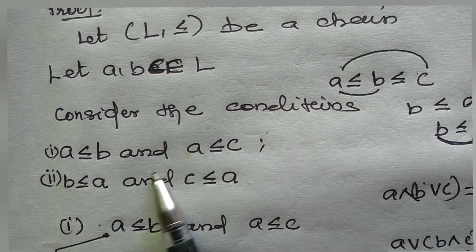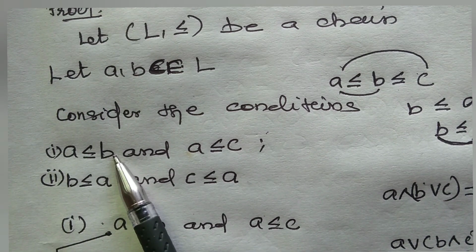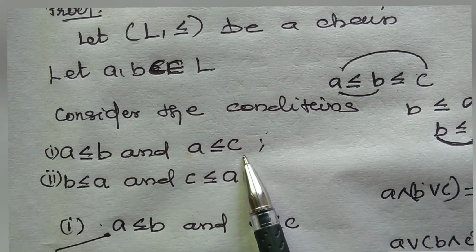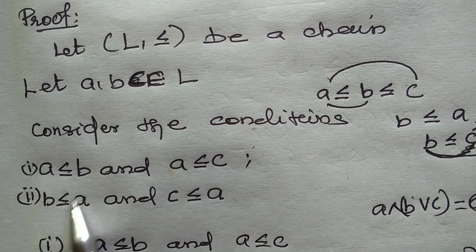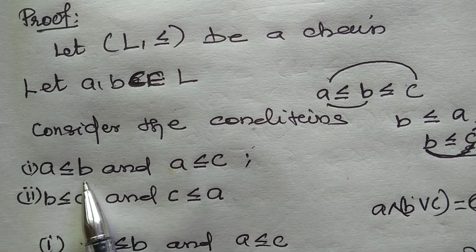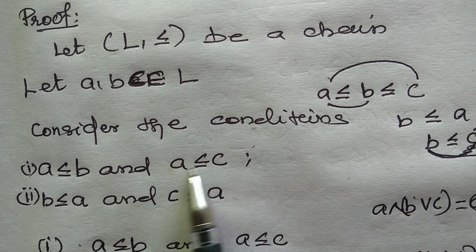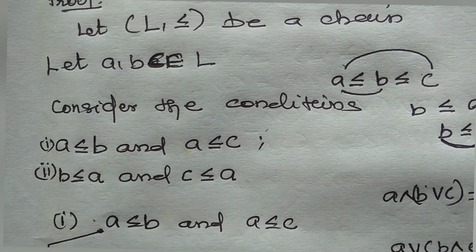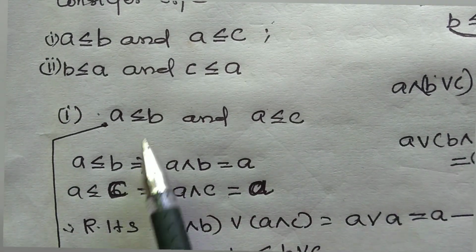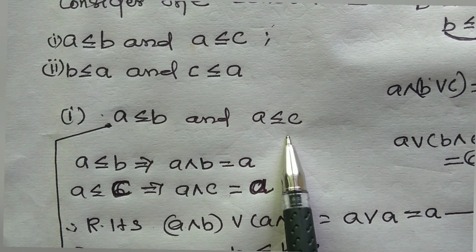So we have to take these two conditions. The first one is a ≤ b and a ≤ c. The second one is its reverse order. That is, you just take the reverse order: b ≤ a and c ≤ a. Now, first case, a ≤ b and a ≤ c.